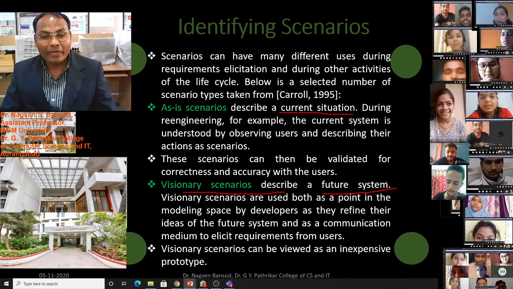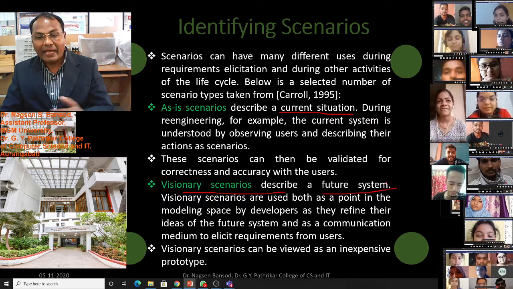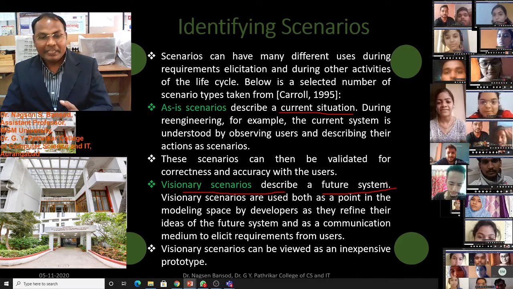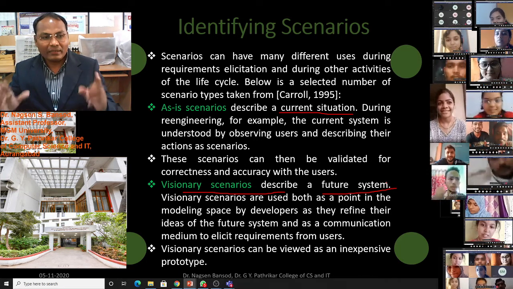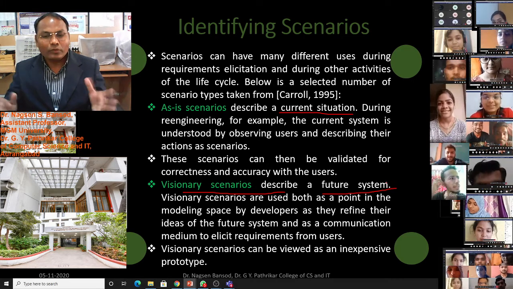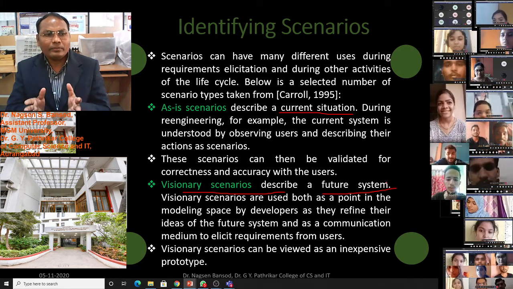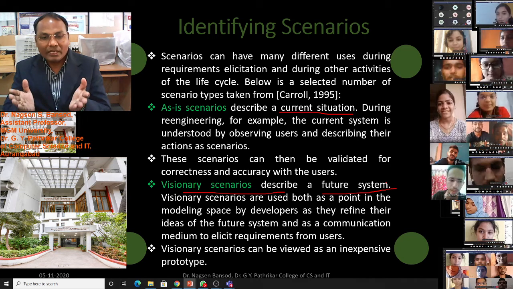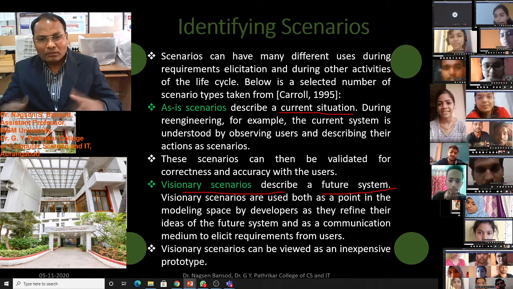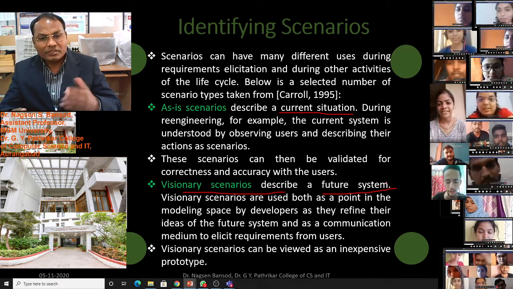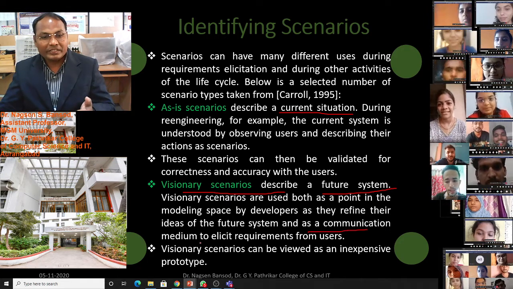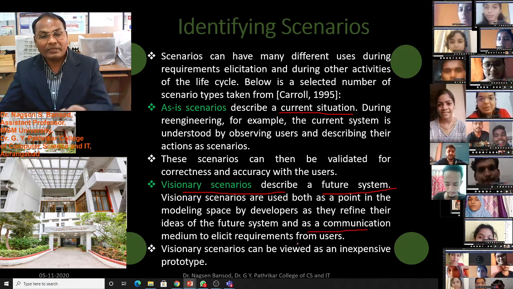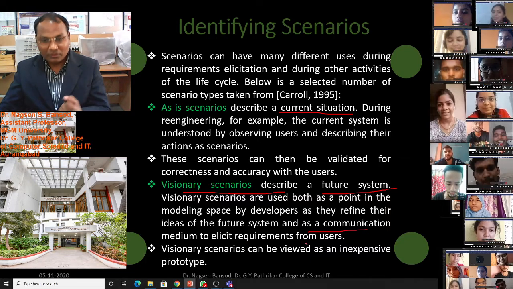Visionary scenario can be viewed as an inexpensive prototype. We can create an inexpensive prototype in the visionary scenario because we will develop the future system as a communication medium for requirement elicitation from the user.